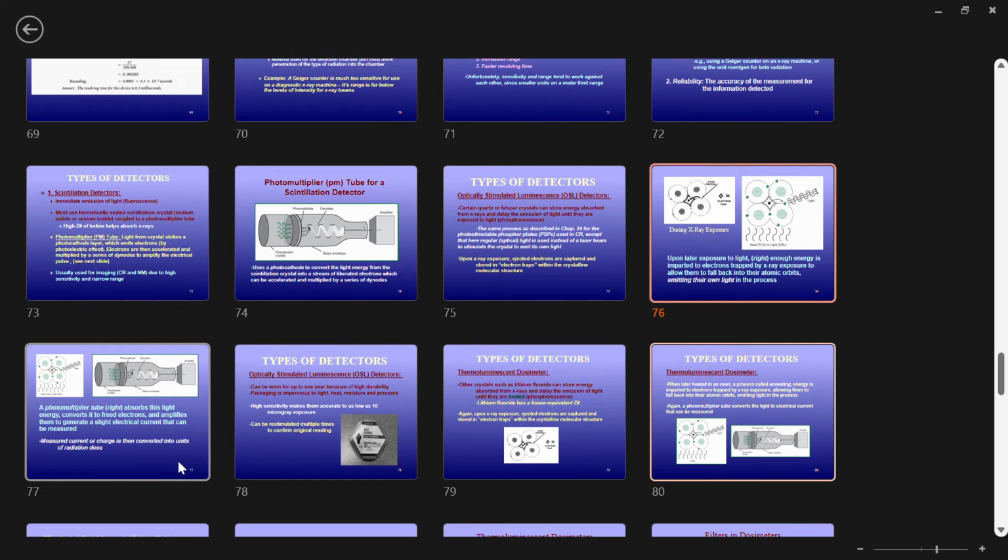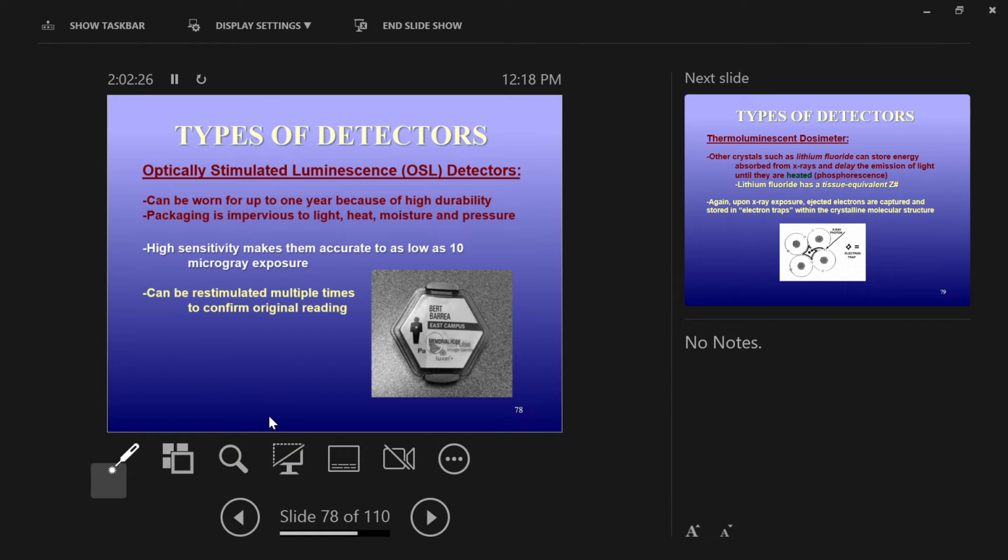So let me show you TLDs. So let me just wind this up here. OSL badges that I just described are highly durable, can be worn for up to a year, but are often used quarterly. Okay. Packaging is impervious to light, heat, moisture, and pressure. That means they're not sensitive if you leave them in your car by accident, as long as you have UV blocking windows in your car. And they're not sensitive if you run them through the washing machine by accident. So they're really, really resilient, okay?